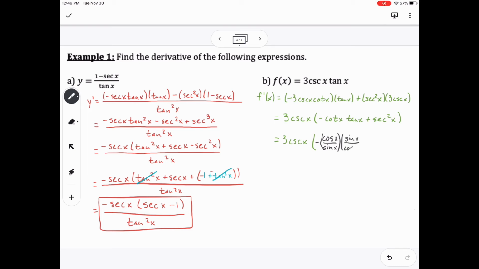And then remember your ratios or your different reciprocal identities. So cotangent is the same thing as cosine over sine. Tangent is the same thing as sine over cosine. So they actually crisscross each other out, leaving you with negative 1 in that spot. And then negative 1 plus secant squared of x is actually the same thing as tangent squared. So I'm going to insert that in, and that gives me the answer of 3 cosecant of x times tangent squared of x.